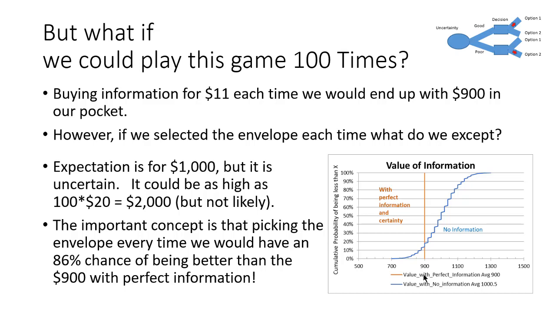The more important concept here is that picking the envelope every time, we would have an 86% chance of being better than the $900 with perfect information. So here's the distribution of 100 trials, 100 chances of picking the envelope. And we can see that it has an expected value of 1,000, which is what we said. But you'll notice that there's an 86% chance of being better than the 900. And only a 14% chance of being less than the 900.